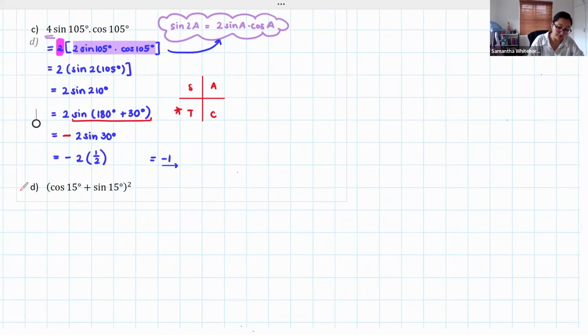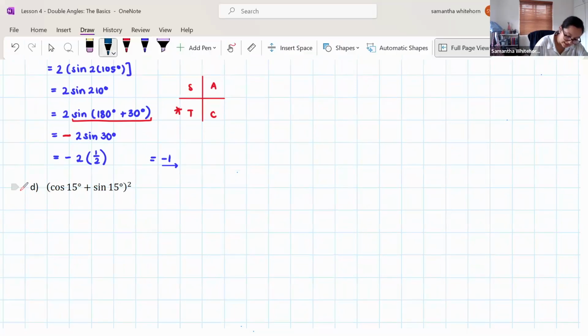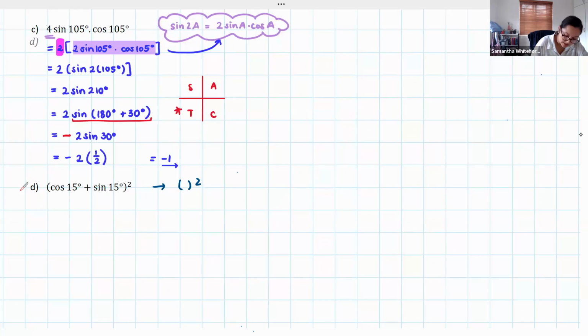Just work with it. We have now got (cos 15 + sin 15) squared. Take you back to algebra. What you need to remember here is that anytime you've got a bracket squared, this is saying you're multiplying this bracket twice. You do not distribute that squared in. No. It is a binomial times a binomial. That's how we have to deal with it.